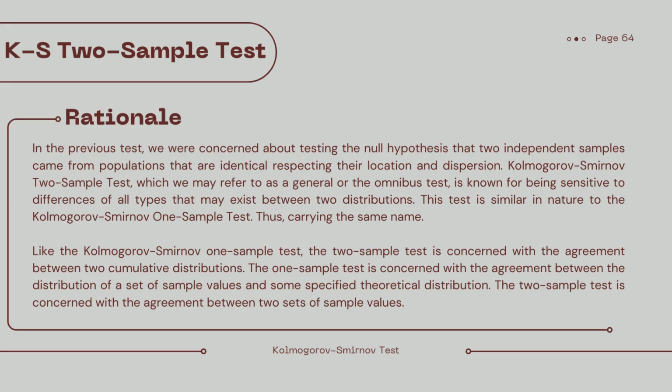Pero kapag meron ng significant difference at any point, then pwedeng nanggaling nga sila sa different populations. In other words, a large difference between cumulative distributions of the two samples suggests evidence for rejecting H0, which means na most likely, yung samples natin ay hindi nanggaling sa same population.